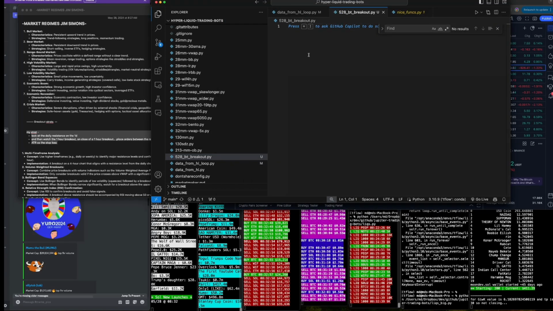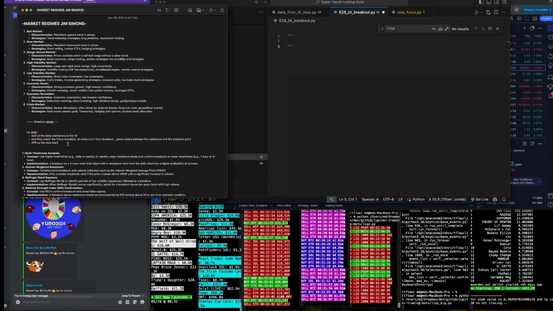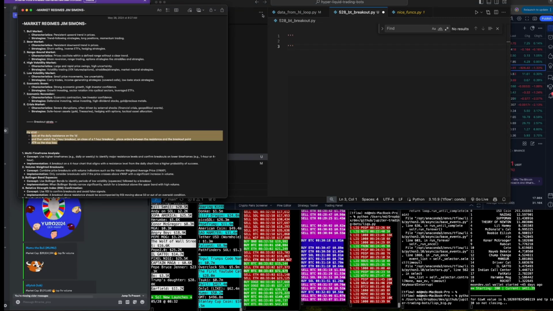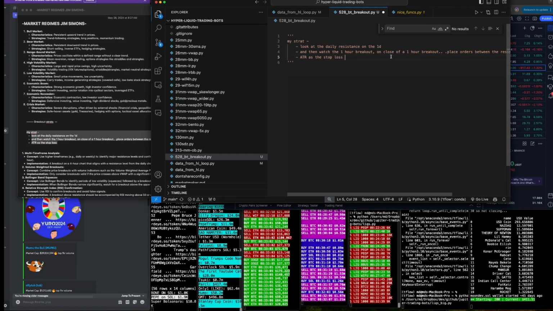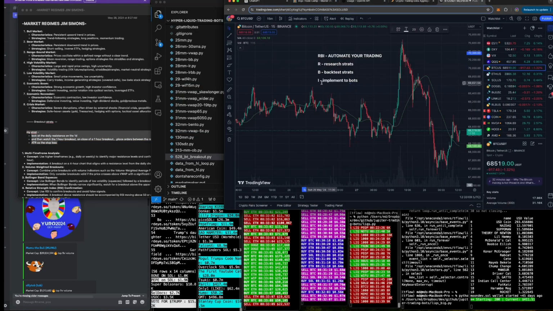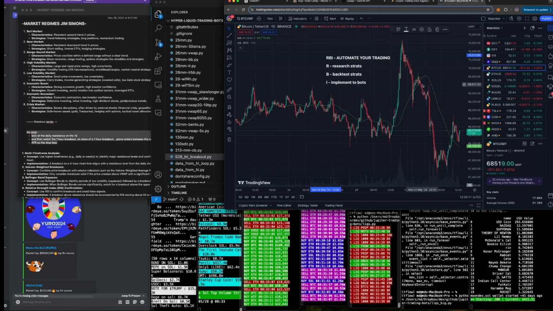That's the process to automate your trading. So now you know the process. I'm just going to do it. This is the simple strat just to show you how this process works. And what's great about this process is if it doesn't work, then we never go to that part. We never go to implement into bots, and that's fine.